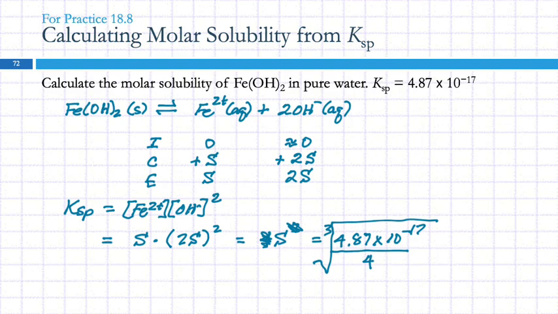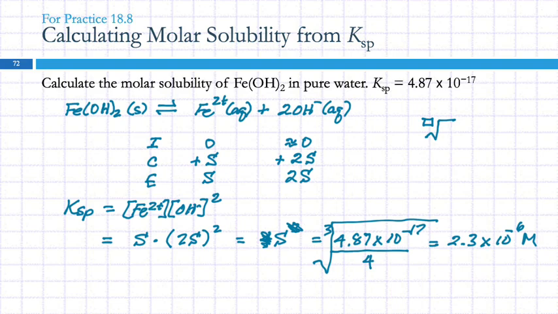So the TI-36X Pro has a button that looks like this. It's a second function, the second function of the x squared button. And so what you do there is whatever root you want, you type that in. So I'm going to go 3, and I'm going to do that button, and I'm going to do 4.87 times 10 to the minus 17 divided by 4, and press equals. Times 10 to the minus 6 molar.